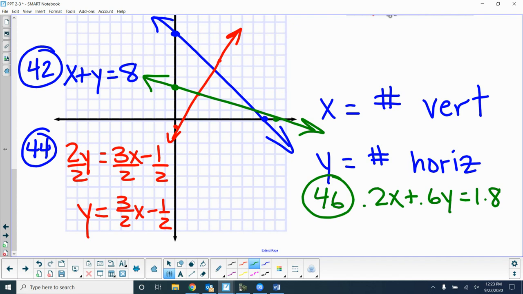But again, you can do any way you want. Get y by itself, make an xy table. It didn't give you a certain way to do it.